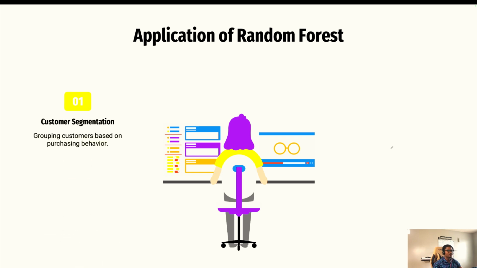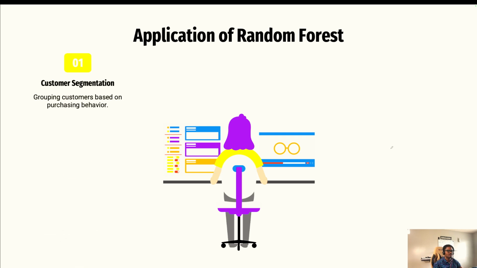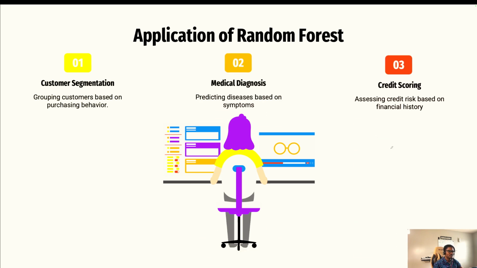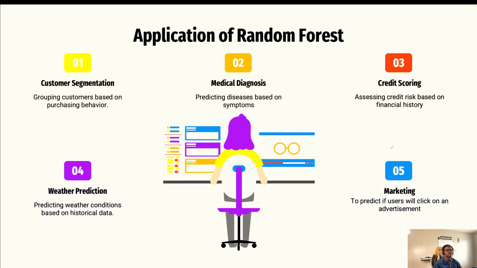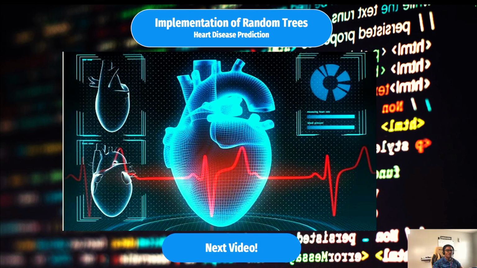So the applications of random forest are almost the same as the applications of a decision tree. We can use it in customer segmentation, medical diagnosis, credit scoring, weather prediction, marketing, and all of that, right? The only thing is that random forest will give you better accuracy than decision tree. If decision tree has 80% accuracy, maybe random forest will have like 90. That means you get much more accuracy with random forest. All right, so I think that is the end of just understanding random forest.